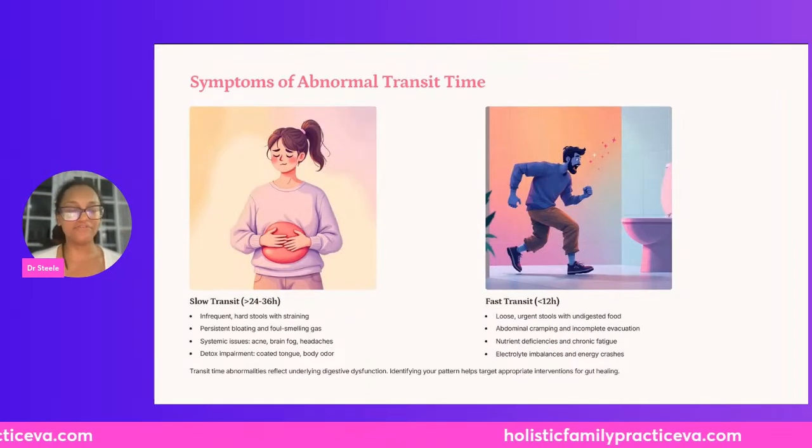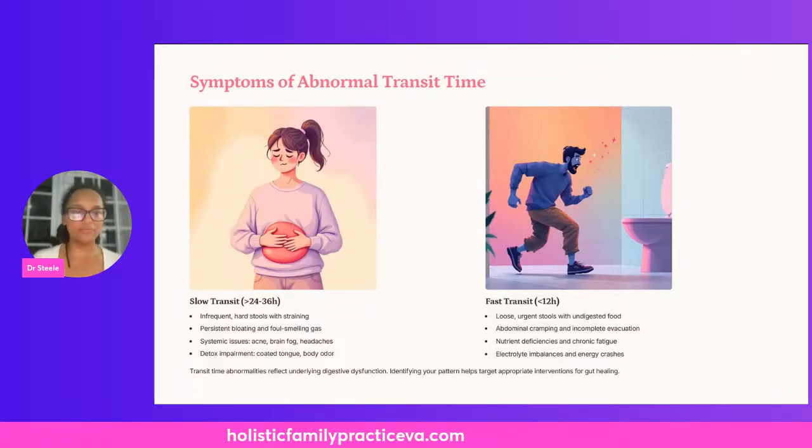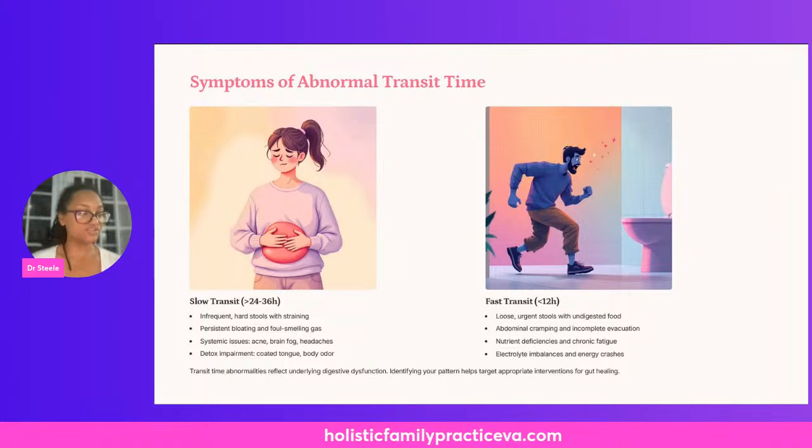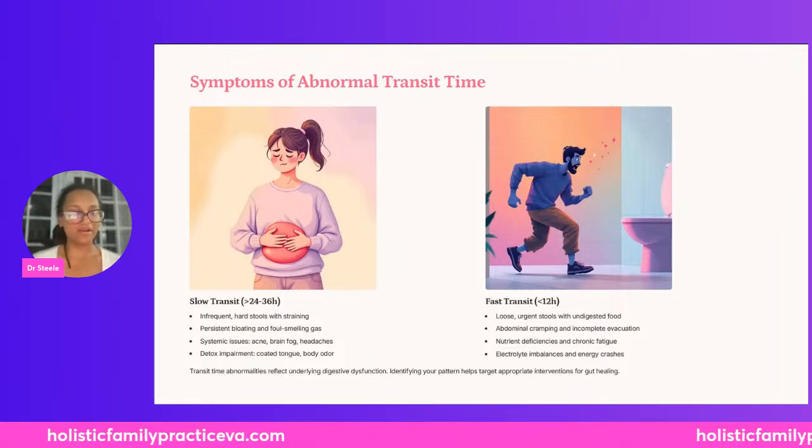Symptoms that you may have if you have an abnormal transit time, so that's slow transit time, 24 to 36 hours: you may have infrequent or hard stools with straining, persistent bloating, foul smelling gas, systemic issues such as brain fog, acne, headaches, and detoxification impairment like a coated tongue or body odor.